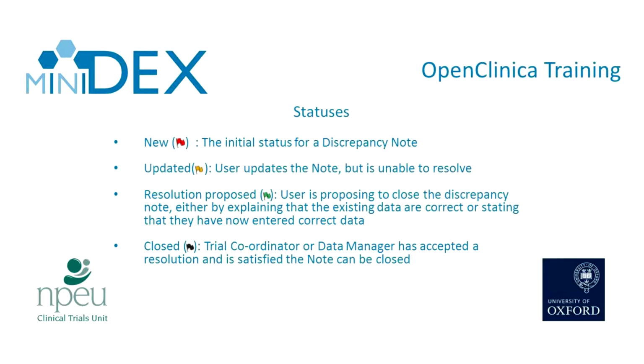Third is the resolution proposed status. This is when a user is proposing to close the discrepancy note, either by explaining existing data is correct, or by stating they have now entered the correct data. And finally, the closed status, denoted by the black flag. This is when the trial coordinator or a designated data manager has accepted the resolution and is satisfied that the note can now be closed.